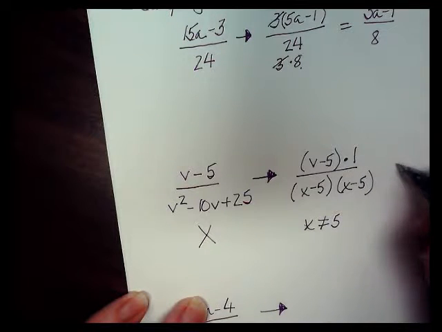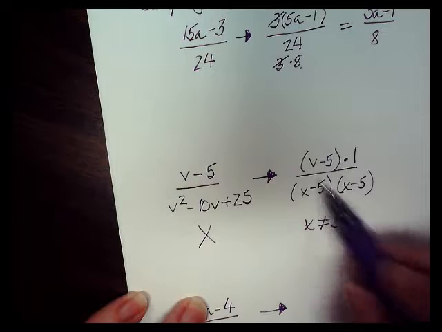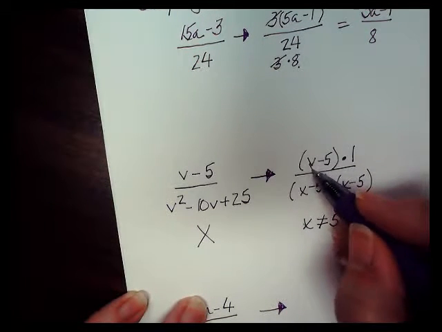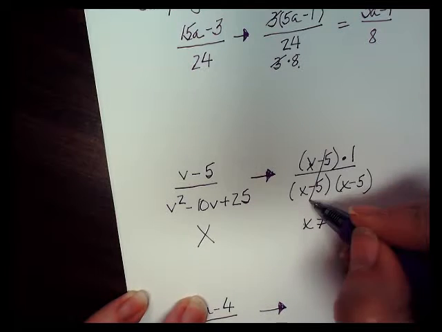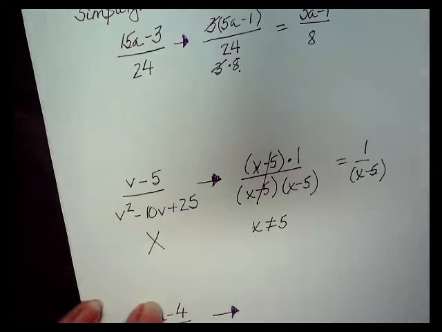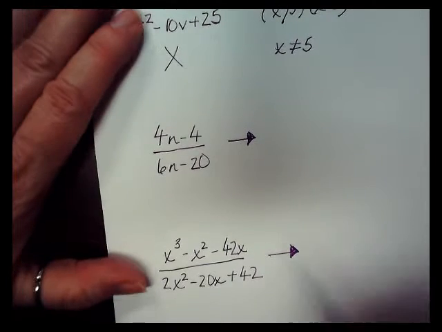And so now anything on top can cancel with anything on the bottom. Notice how I changed from V's to X's. That's what I do. Let's pretend they're either, I can make that an X. Okay, cross that out. What's left is 1 over, and leave the parentheses around it, x minus 5. Whoops, sorry about that. Last two, because I think it's not that hard.